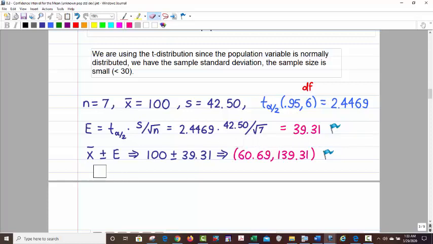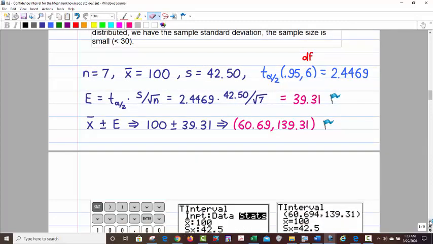So the sample mean plus and minus that margin of error is what creates your confidence interval. So we have 100 minus 39.31 gives you 60.69. And then 100 plus 39.31 gives you 139.31.